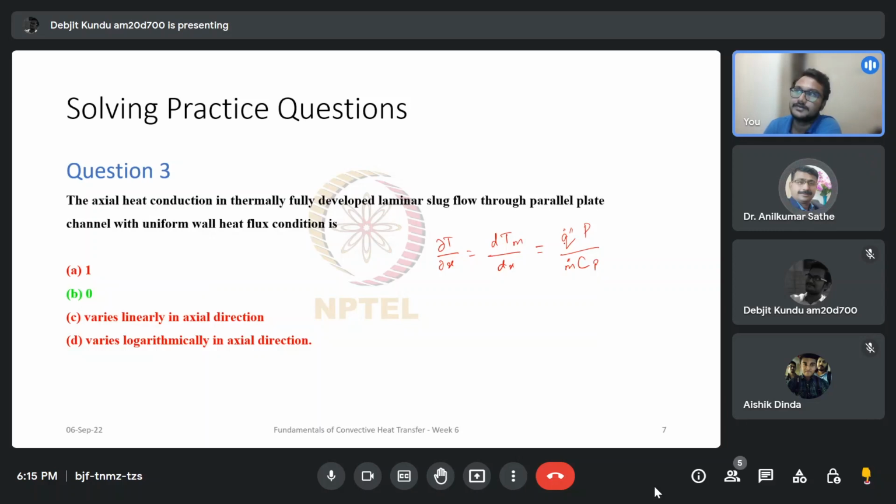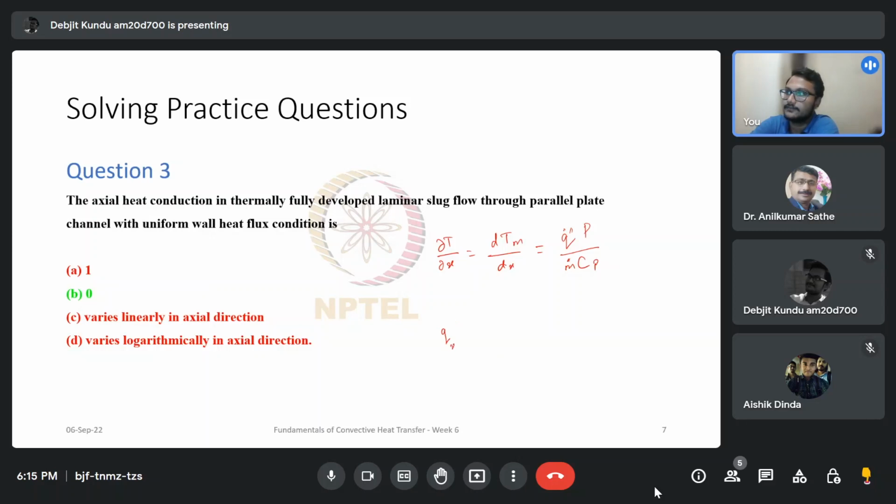Yes. Basically, the heat that is transferred within a fluid element being considered is equal to m dot Cp dTm. So that's the change in thermal energy of that element of fluid. So that way, we know that ∂T/∂x is a constant value.